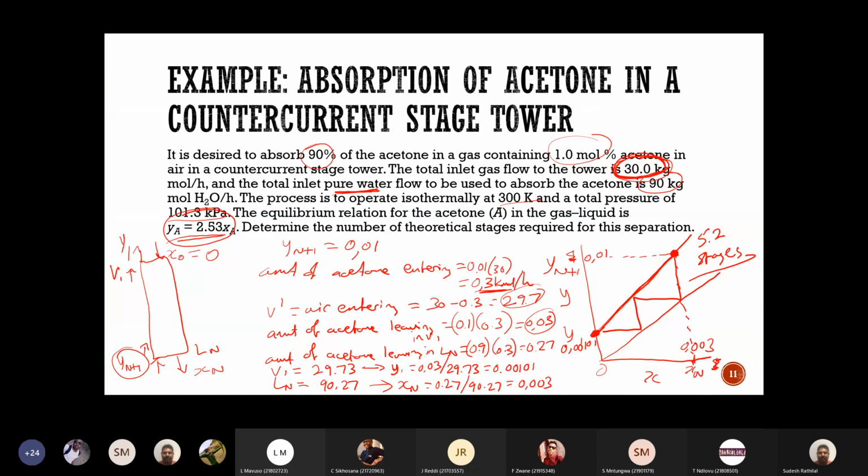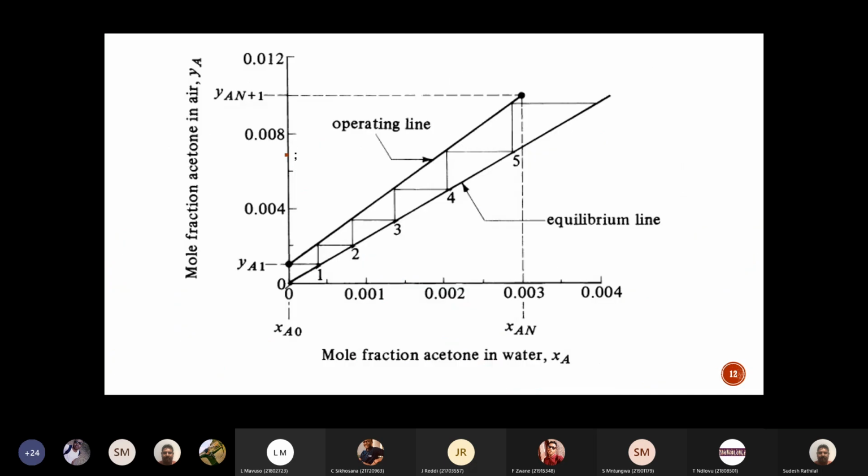So you need to attempt this. You need to draw it on your own, put it on graph paper, do the constructions, and make sure everything is correct. And that is what the solution looks like.